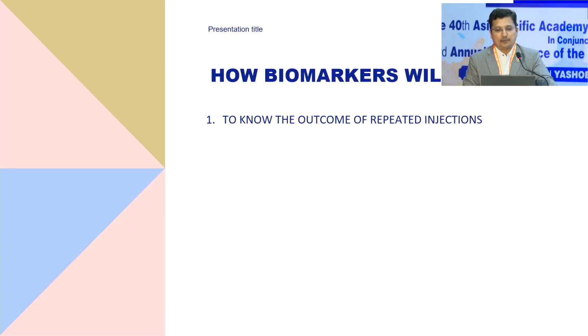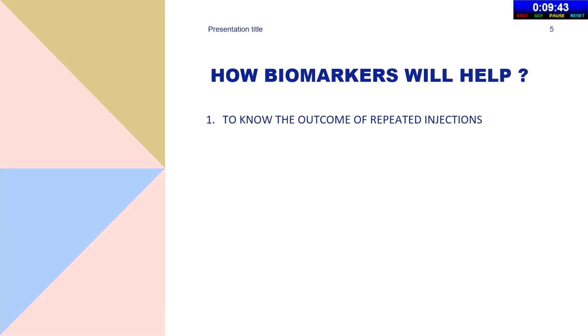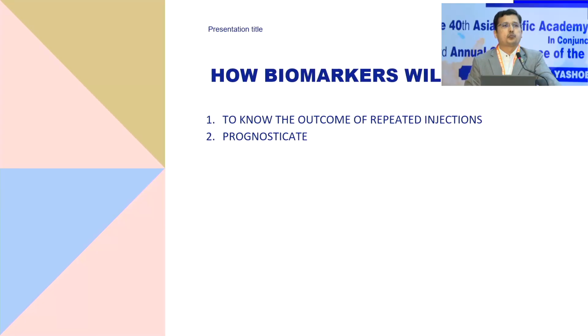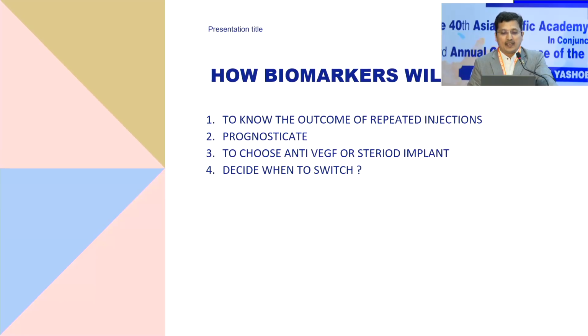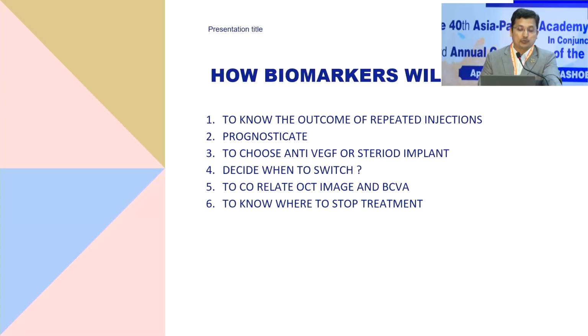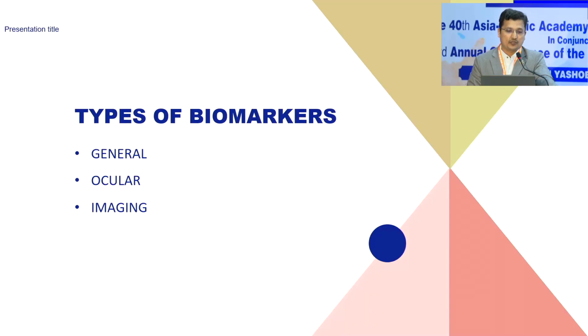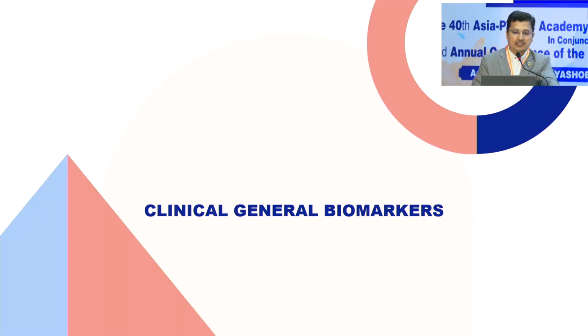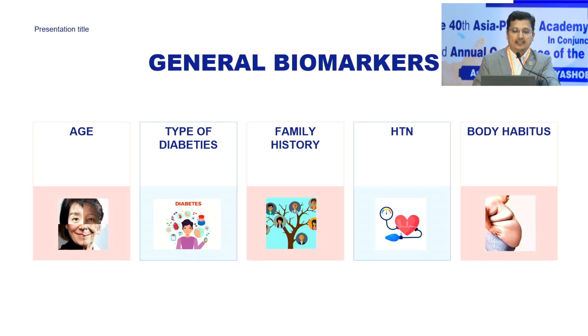So how is it going to help? It's going to guide us to know the outcome and to prognosticate to an extent, to choose a wiser drug, might be an anti-VEGF or a steroid, to decide when to switch between them, and to correlate the visual acuity with the OCT image. In the meantime, we have had so many types of biomarkers that are general, ocular, and others.